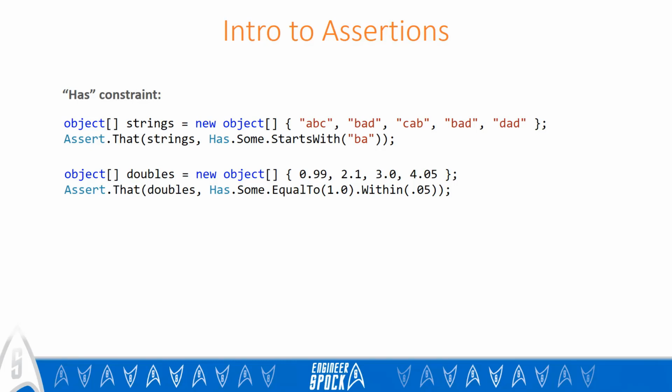The second assertion checks if there are any items in the array of doubles which are equal to 1.0 plus or minus 500th. The first item differs from 1 only by a 100th, so the expression will be evaluated to true.